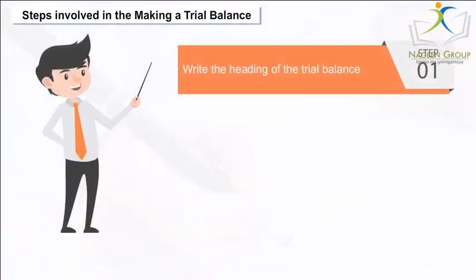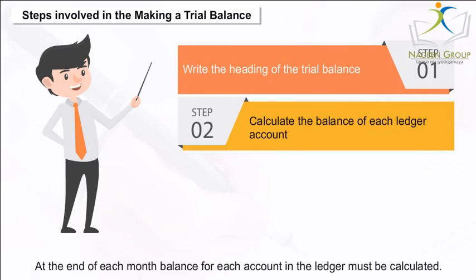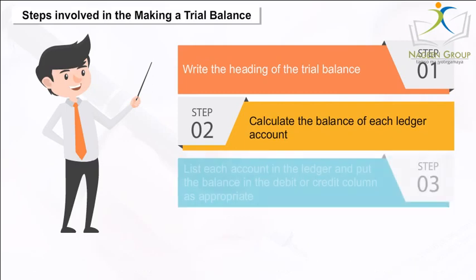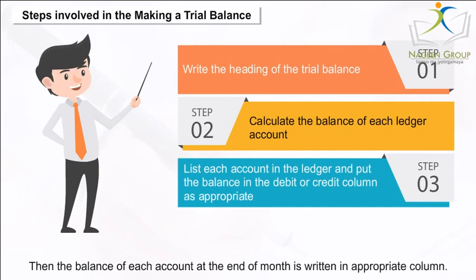Step 1. Write the heading of the trial balance. Step 2. Calculate the balance of each ledger account. At the end of each month, balance for each account in the ledger must be calculated. Step 3. List each account in the ledger and put the balance in the debit or credit column as appropriate. In the trial balance, each ledger account is listed first. Then, the balance of each account at the end of month is written in appropriate column.